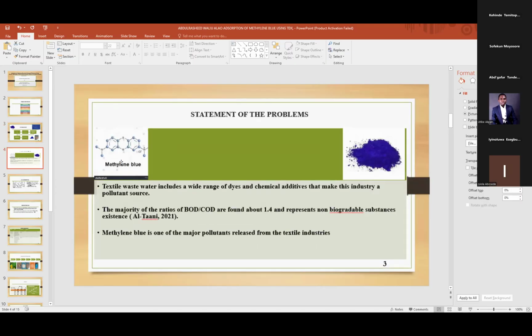Now, the statement of the problem. Textile wastewater includes a wide range of dyes and chemical additives that make this industry a pollutant source. All these pollutants are affecting our water, the fish, and other living organisms inside the water, and being affected directly, we have been affected as well. Also, the ratio of the BOD, biological oxygen demand, and chemical oxygen demand is found to be about 1.4%, showing the number of degradable substances existing. Therefore, we need to look for a way to treat our water so that it can be useful for us. Methylene blue is one of the major pollutants released from the textile industry, and therefore we need to provide a solution.